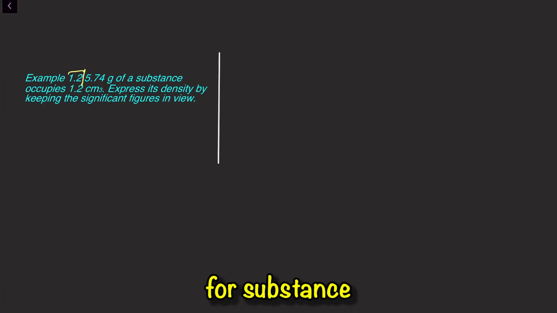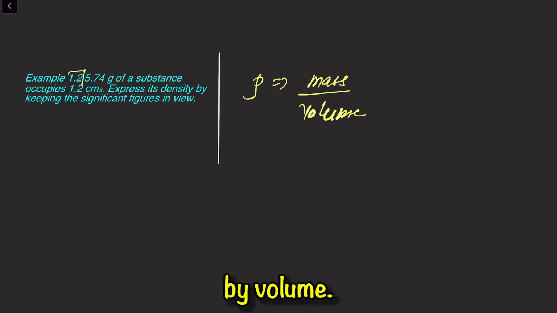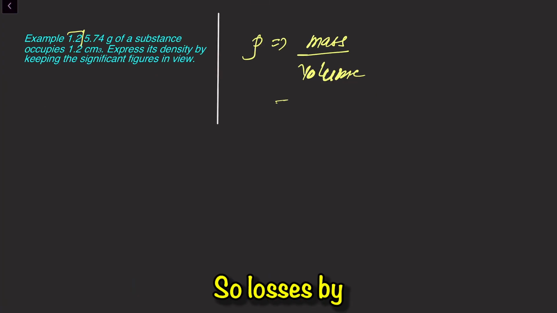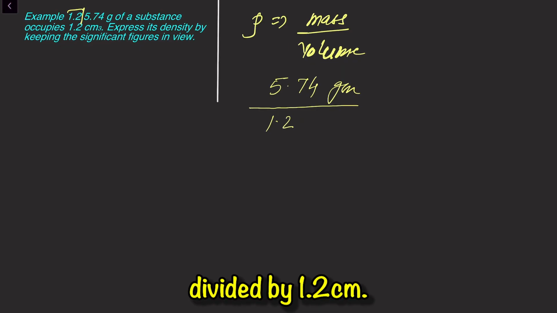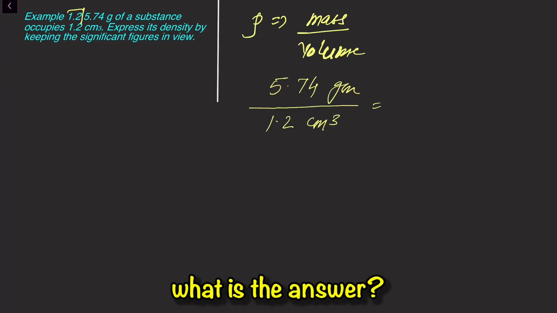5.74 gram of a substance occupies 1.2 centimeter cube. Express its density by keeping the significant figures in view. So what is density? Density is equal to mass divided by volume. So mass is 5.74 gram divided by 1.2 centimeter cube. So what is the answer?